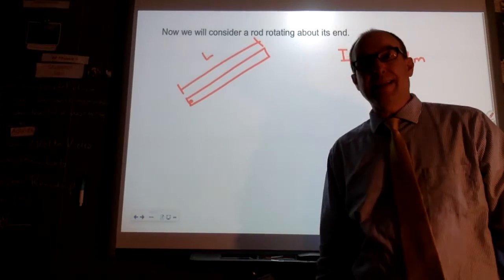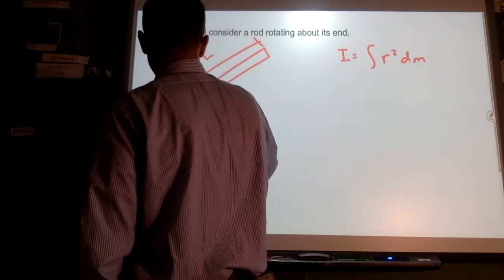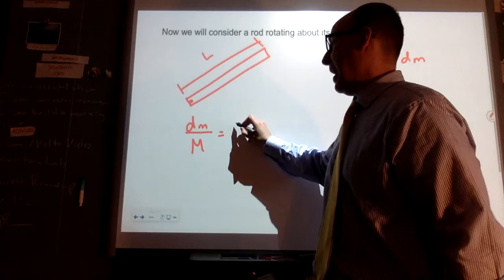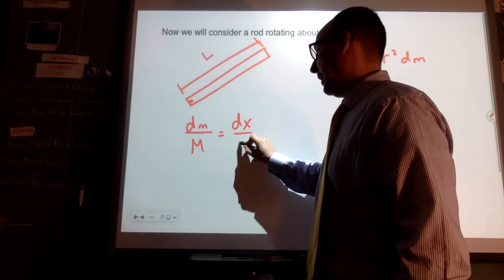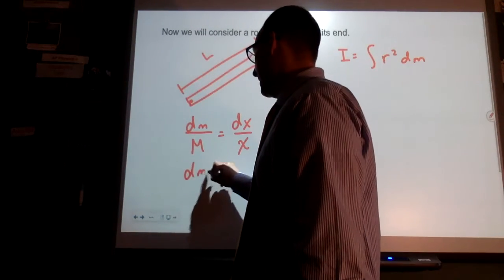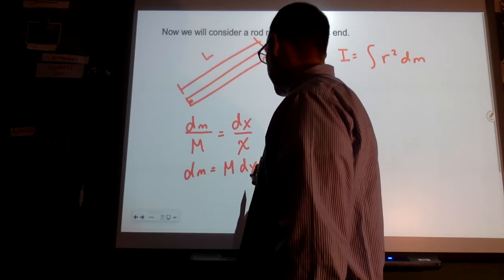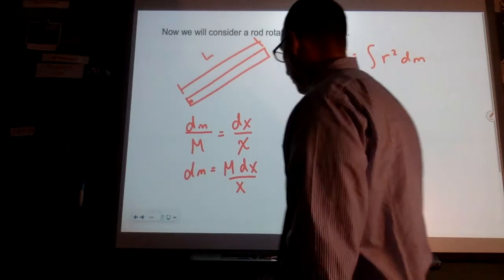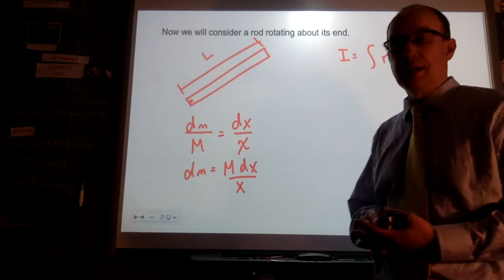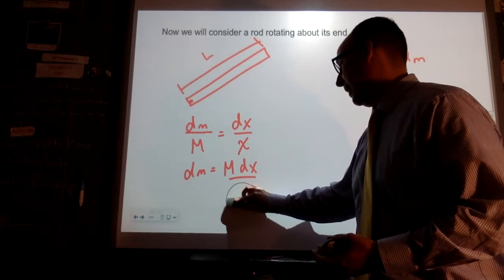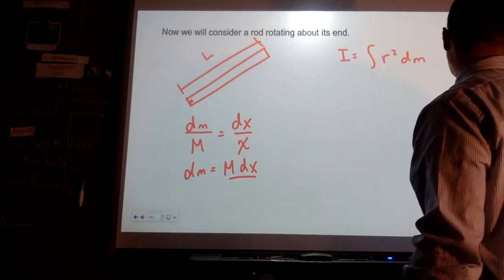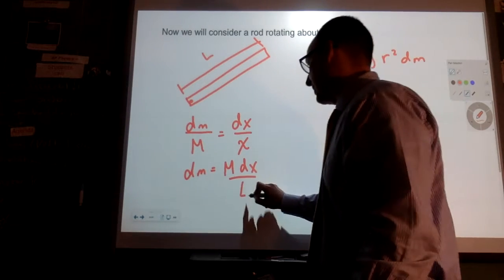And again, I'm going to say this is uniform. So there's going to be a ratio that dm over the total mass is going to be related to how far I am away from the axis, dx over x. So let's solve this, and I'm going to say that dm is M dx over x. And in this case, our x is a specific x, which is L. So let me rewrite that actually as L, because that's the actual length of the rod. And again, R, L, and X are all measuring the same things in this case.